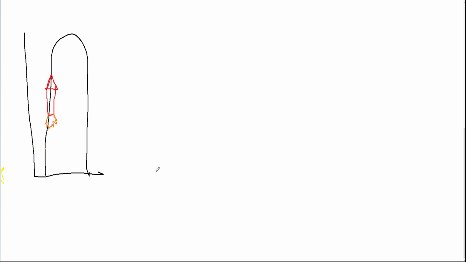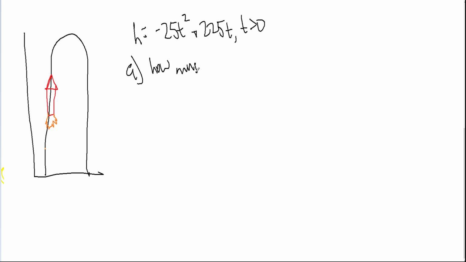And its model is given by h, which is equal to negative 25t squared plus 225t, where t must be greater than 0. And so what we want to know is how much time it takes the rocket to reach 350 feet.